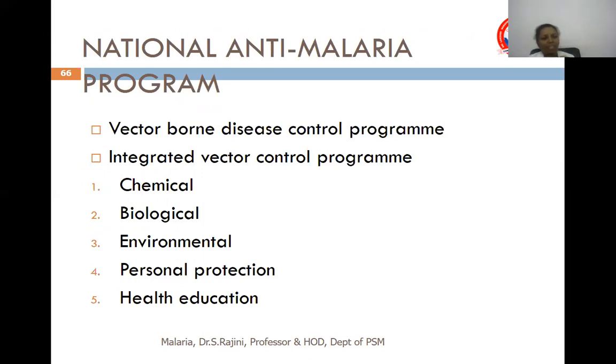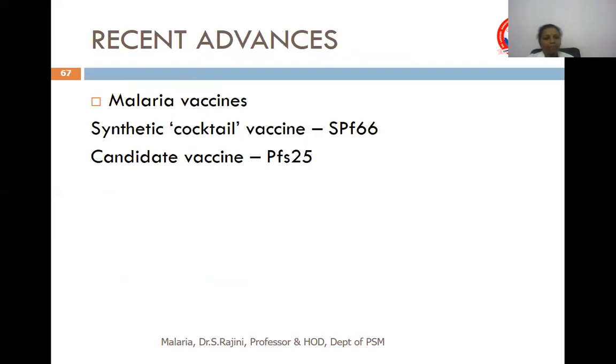We have a national program related to this, the National Malaria Eradication Program, that is the vector-borne disease control program. Under this, all the vectors are controlled under a single heading called the integrated vector control program. Everything comes together: chemical, biological, environmental, personal protection, and health education. All these measures together we call the integrated vector control program, which is a very important short note. You can be asked in your exam. What are the recent advances? We have the malaria vaccine, the synthetic cocktail vaccine SPf66 and the candidate vaccine RTS,S. These are the recent advances in malaria vaccines.